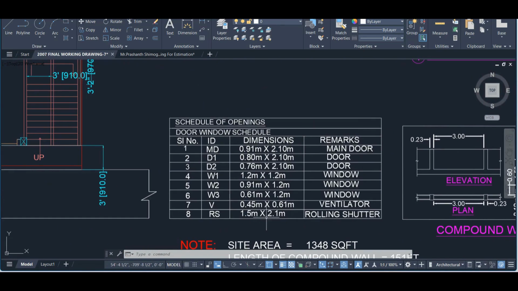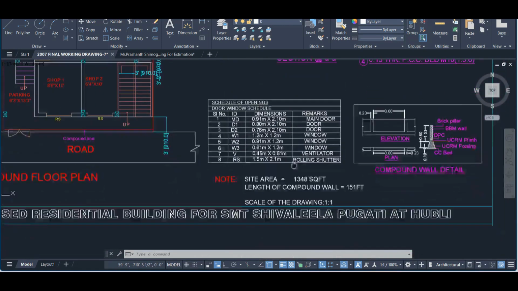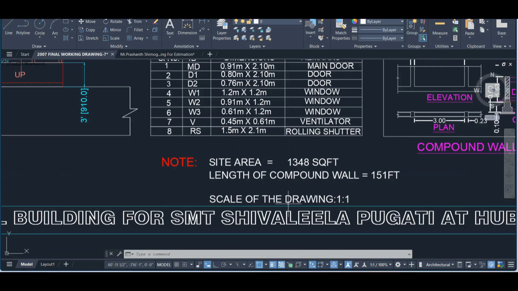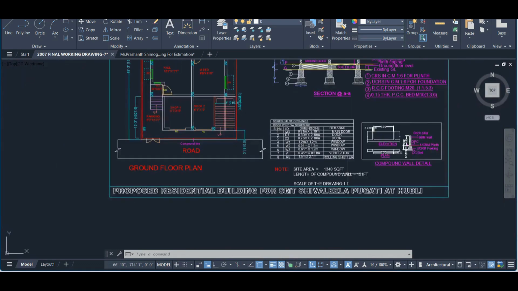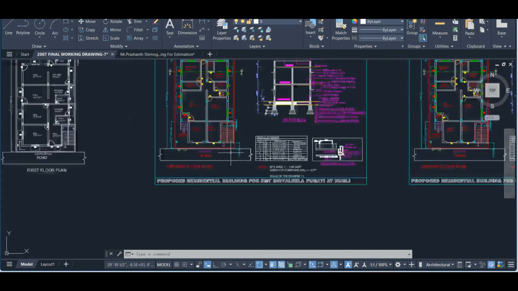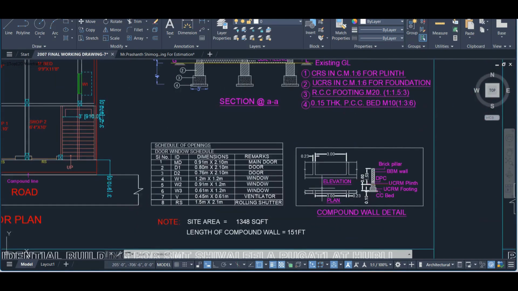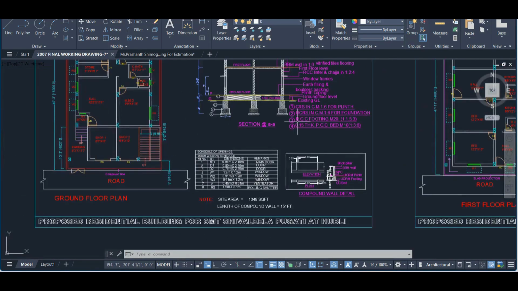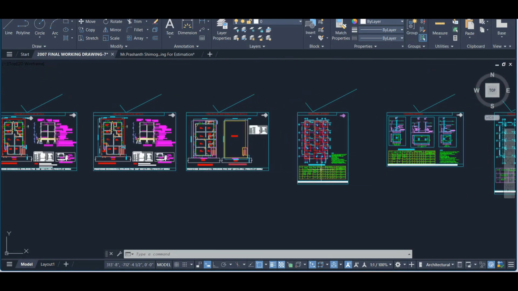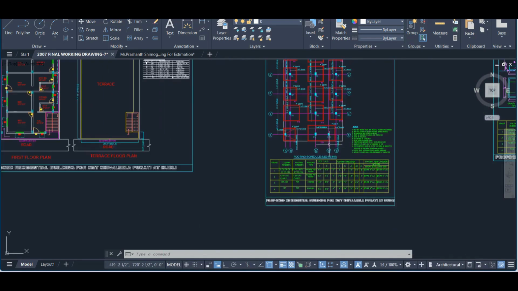Next, the table which presents the schedule of openings. The schedule of openings is nothing but the detailing about the doors and windows, or openings we can say, that we use in our proposed ground floor plan. And come to the scale. The scale of the drawing is 1:1, which is nothing but the original dimensions we have shown here. So these are the different documentary details we have, and this is the structural drawing.